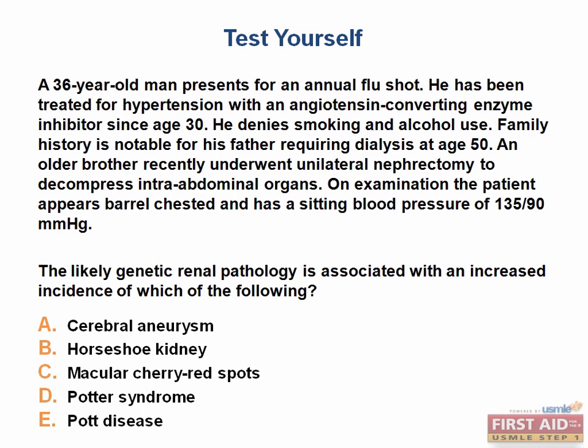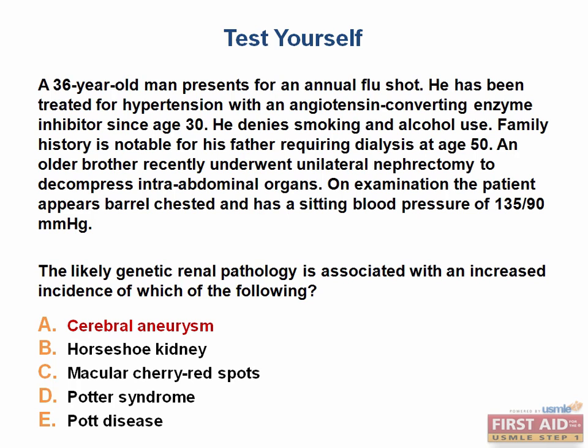A 36-year-old man presents for an annual flu shot. He has been treated for hypertension with an ACE inhibitor since age 30. He denies smoking and alcohol use. Family history is notable for his father requiring dialysis at age 50. An older brother recently underwent unilateral nephrectomy to decompress intra-abdominal organs. On examination, the patient appears barrel-chested and has a sitting blood pressure of 135/90. The likely genetic renal pathology is associated with an increased incidence of which of the following?